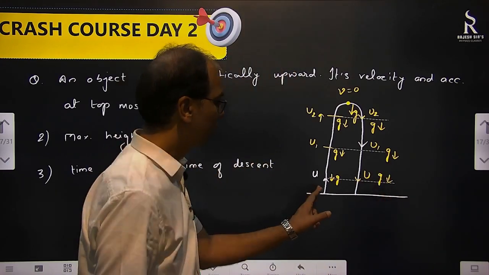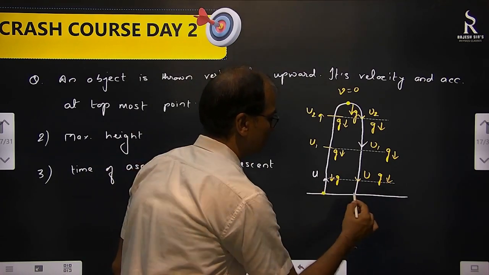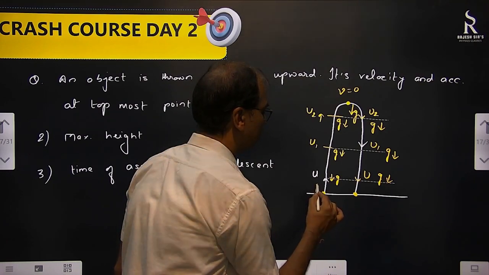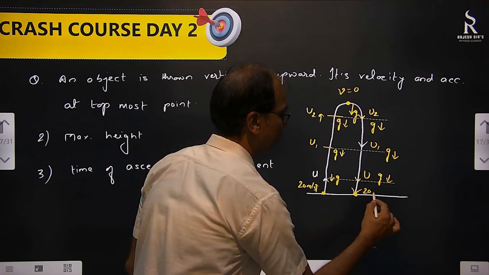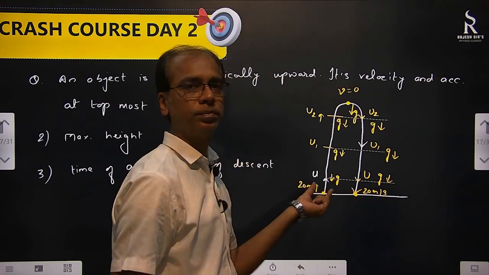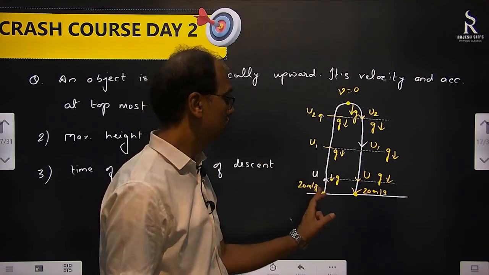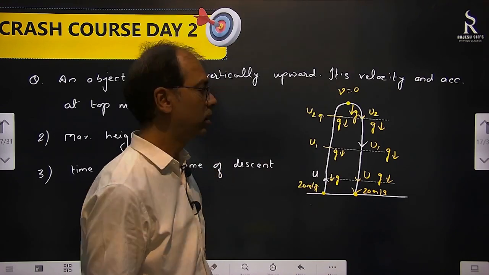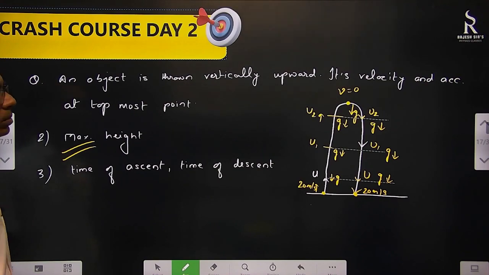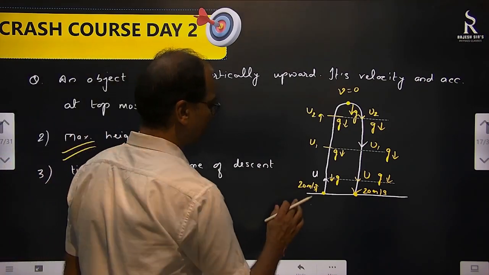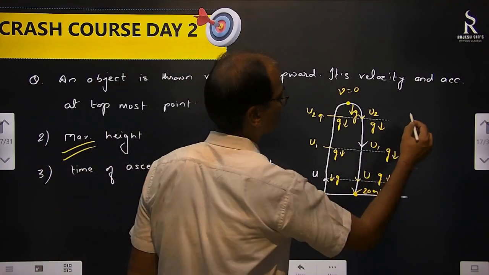So remember that whatever velocity you have thrown with, say the velocity upwards is 20 meter per second, then the velocity with which it is going to strike the ground is also 20 meter per second. Same height, under gravity, velocity will be the same. Now what is the question asking? Maximum height. What is the maximum height? Suppose we have thrown the particle with speed u and we are calculating the maximum height.